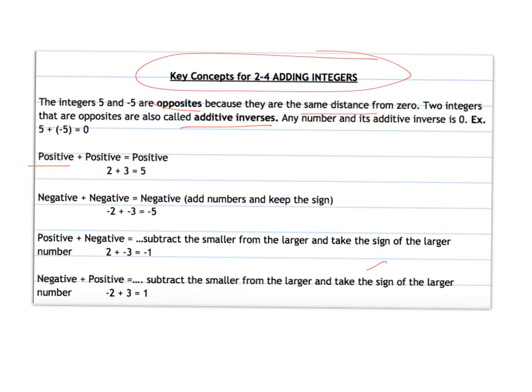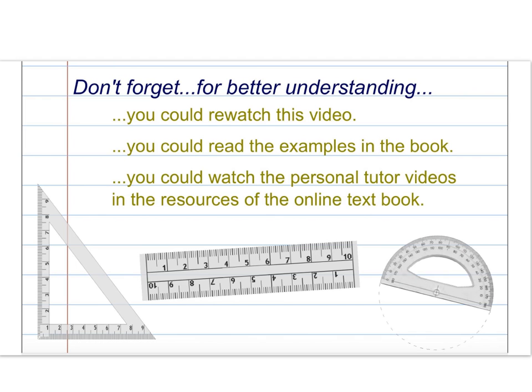You'll always know that a positive number plus a positive number will always be positive. A negative plus a negative will always be negative. And you'll add the numbers and just keep the sign. A positive and negative, you'll subtract the smaller from the larger and take the sign of the larger absolute value, not the larger number. And same thing for the other one. Key rules. So this is a concept that you really need to know so that when we get to subtraction, you're ready to go.